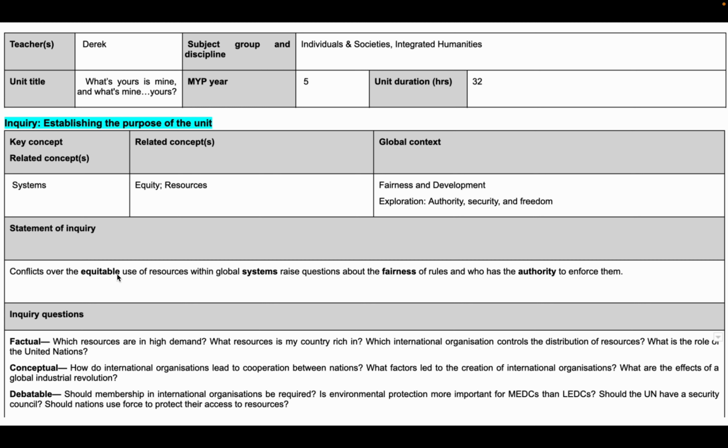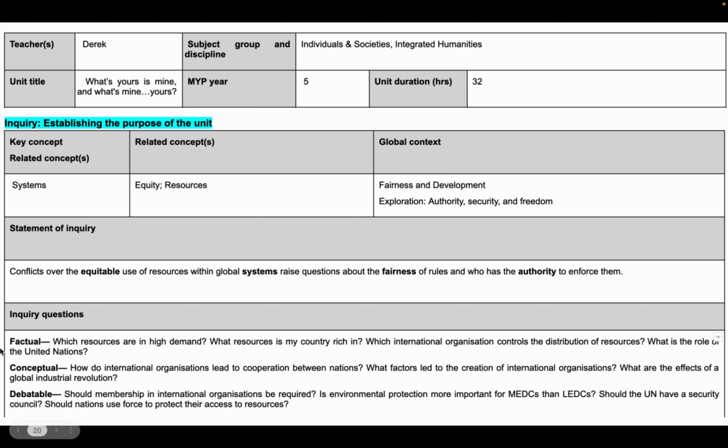And the equitable use relates to the related concept, system, the key concept, fairness, the global context, and authority, the exploration. It does not have to be so explicit, your incorporation of all three parts. It can be an allusion, or you could use a synonym for these, especially if it helps to simplify the statement to facilitate students' comprehension. But I generally like to explicitly state them and bold them to make sure that I'm using all of the parts.